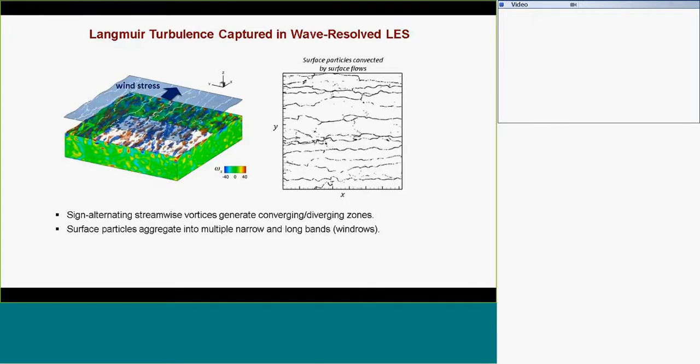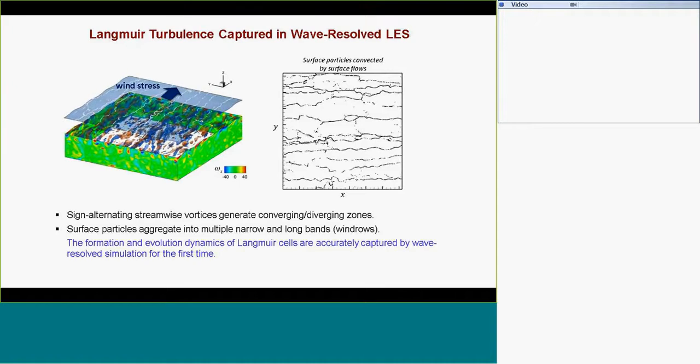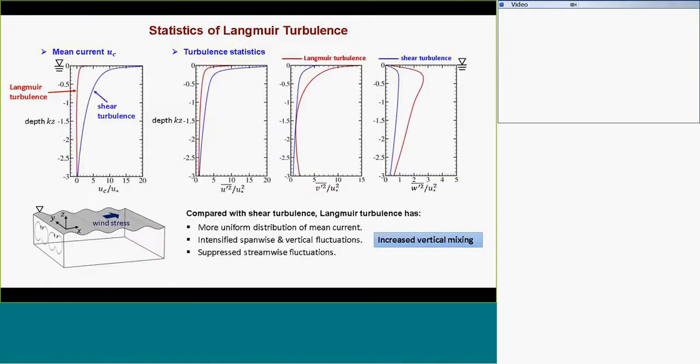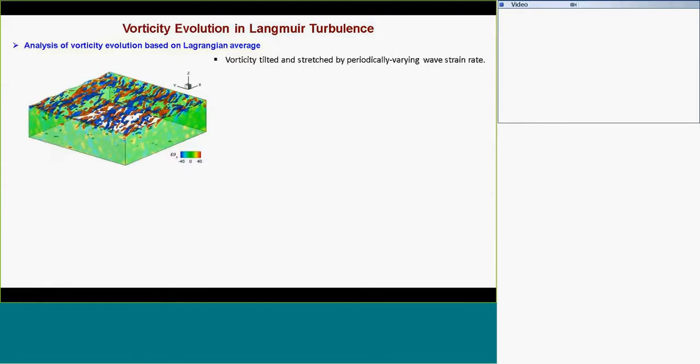Based on that, we can go on to study a lot of turbulence statistics, like the mean profile. With and without the Langmuir cells, they have a huge difference in the current, and the turbulence fluctuations can be a lot different. Here, the red line is with the Langmuir cells, and the blue line is without. That's a comparison. We can further go on to study the vortex evolution, but due to time limitation, I'm not going to go into the details of those mathematical analyses.